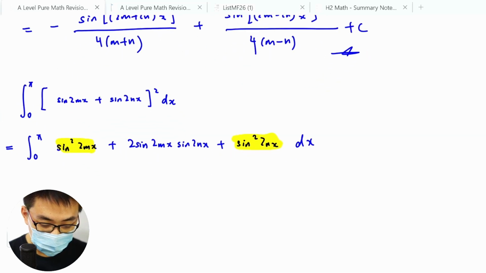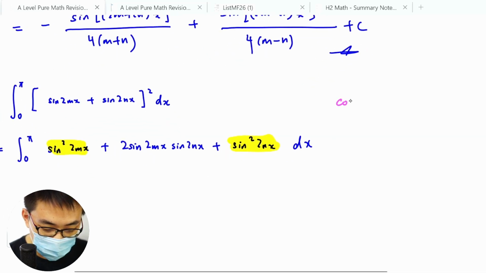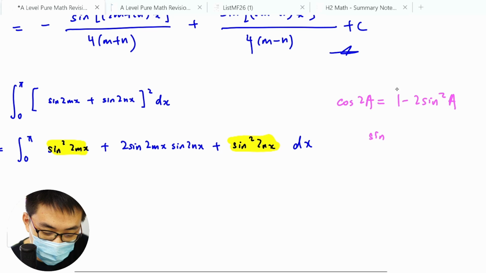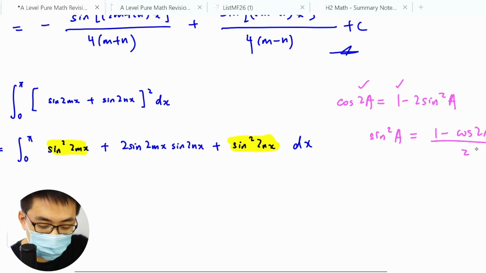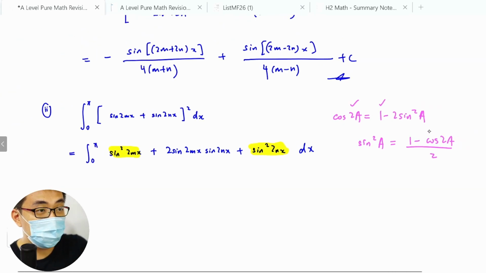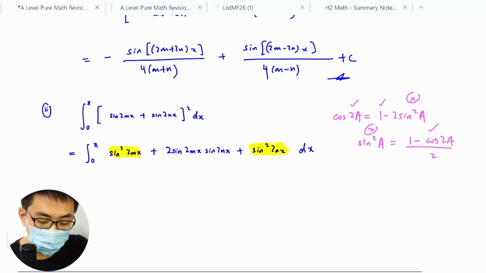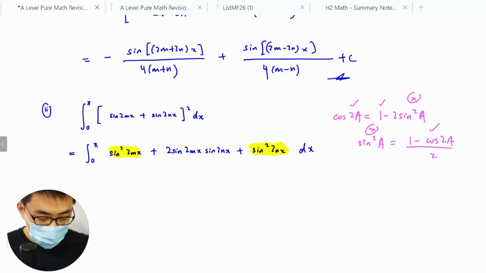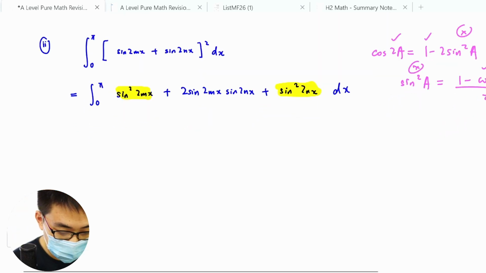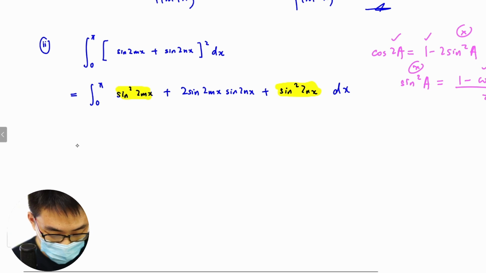So from here, what you need is cosine 2A equals 1 minus 2 sine square A, which is what can be integrated. So I'm going to express everything in terms of an expression that can be integrated. Sine square A cannot be integrated. So I just substitute it in. There you go.